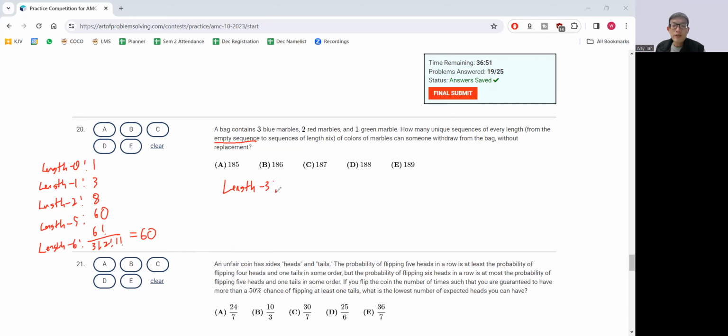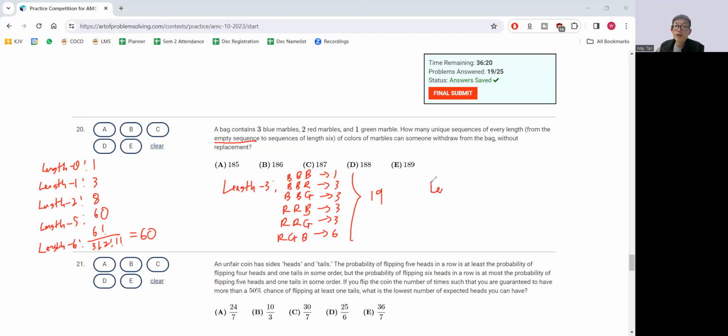Now, length 3, I feel like there is no choice except to go with the boring approach. So there's 2 blue, 1 red; 2 blue, 1 green; you can have 2 red, 1 blue; 2 red, 1 green; and you can have 1 of each. You cannot have 2 green. So 1, 3, 3, 3, 3, 6. This totals up to 19.